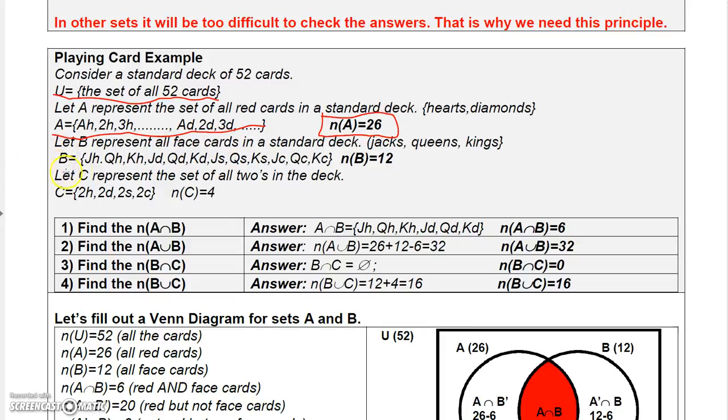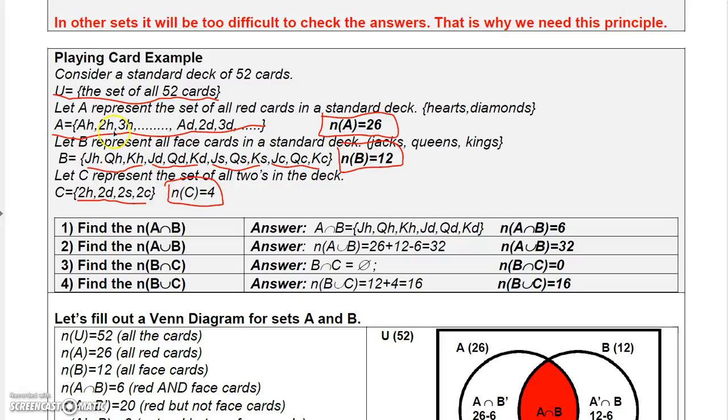Let's say B is the set of all face cards. Now face cards are jacks, queens, and kings. So there's a jack, queen, and king of hearts, diamonds, spades, and clubs. So there's a total of 12 elements in that set. And then last, let's let C represent the set of all twos. Well, there's a 2 of hearts, 2 of diamonds, 2 of spades, and 2 of clubs. So there's actually 4 in that set.